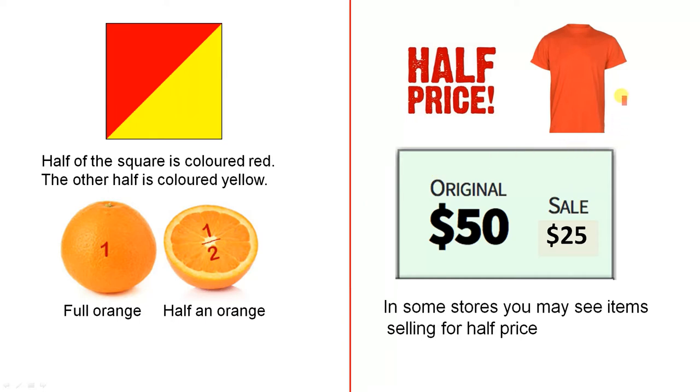This here says half price. That is, in some stores you may see items selling for half price. So the original price was $50, and the sale price is $25. And the 25 is half of the 50, because 25 plus 25 equals 50.